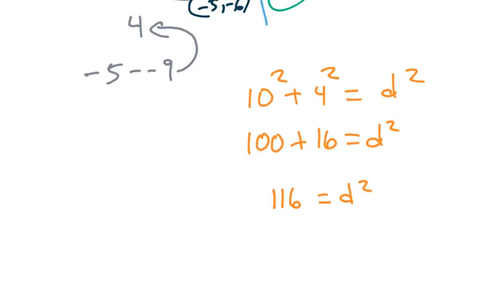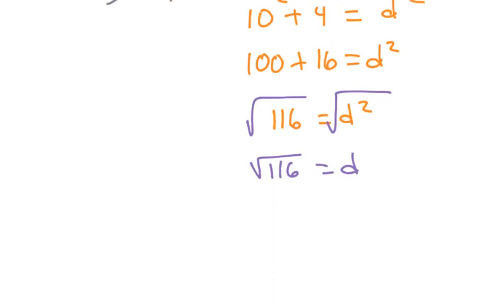Now, how do you get rid of d squared? All you have to do is take the square root of both sides. And so the square root of 116 is equal to d. Okay? Now, the next move that we're going to want to take here is potentially, can I break down the square root of 116? In other words, can I take out a perfect square?